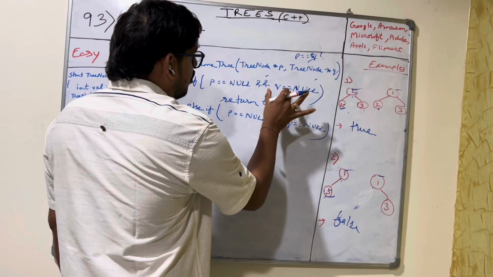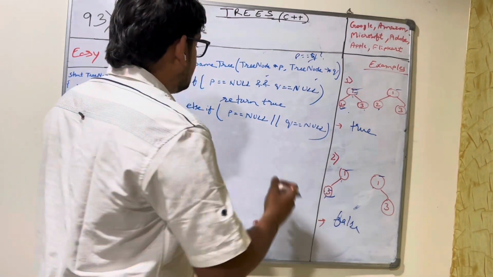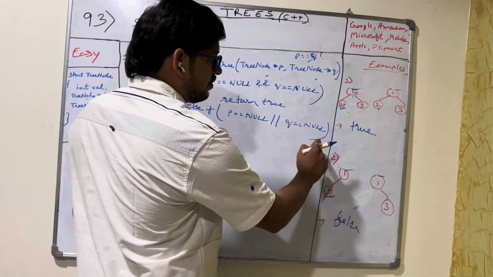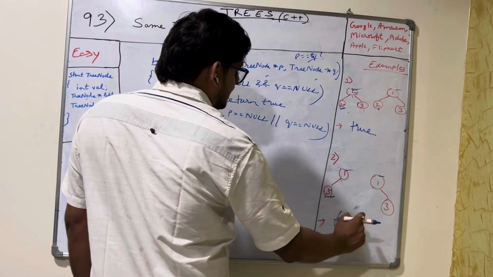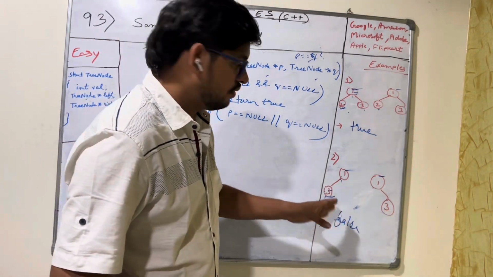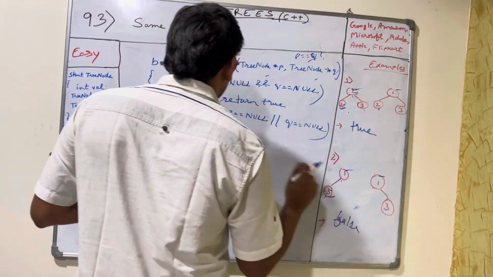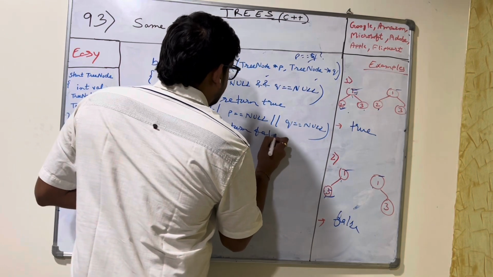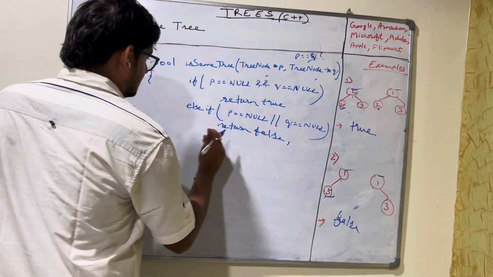But if both of them are not null, it could be that either of them is null. Then at that point, if P is null and Q is not null, like here, or if P is not null and Q is null, we came to know that the tree is not same. So at this point, we can return false, and finally this will return false. Since this is a recursive function, now we'll call the recursive function.